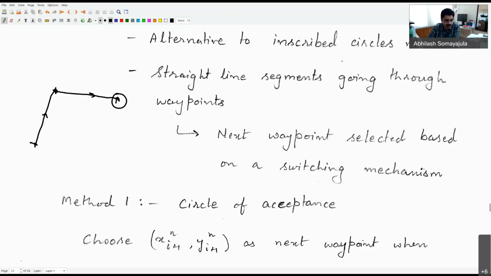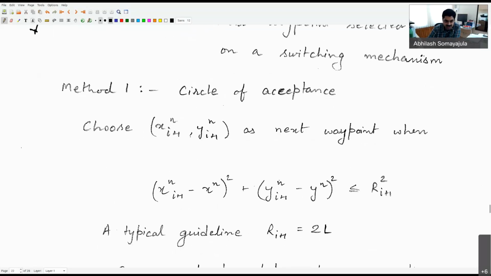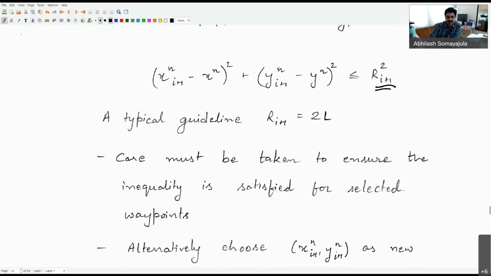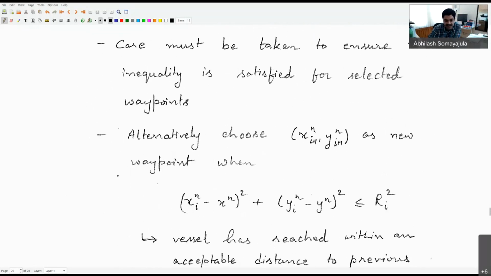So again, there are 2 different approaches here. One approach is that I choose the next waypoint when that next waypoint is less than r distance away from my current position. Or the other approach would be that I choose the next waypoint when I have reached the current destined waypoint precisely. Okay, so one way is, the ship is doing its thing, it's somewhere here. I am specifying a radius around this waypoint and saying that when it reaches inside this radius, I direct it to go there.